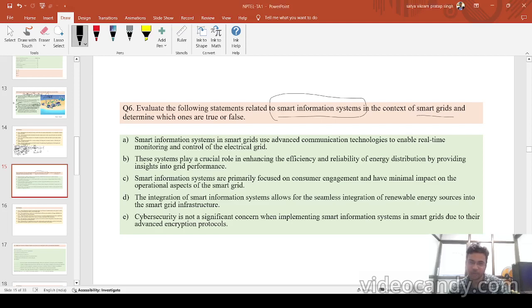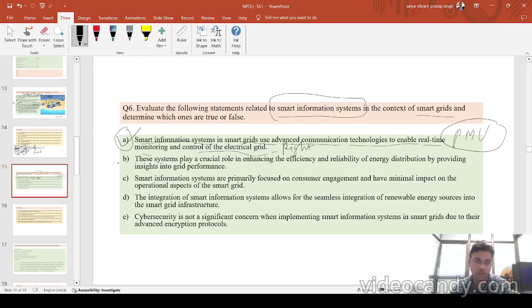Okay, fine. Let's go to the solution part. First one, let's read it. Option A is saying that the smart information system in the smart grid uses advanced communication technology to enable real-time monitoring and control of the electrical grid. That is right. I will explain this PMU concept in the further slide, how they are managing this real-time monitoring and information exchange.